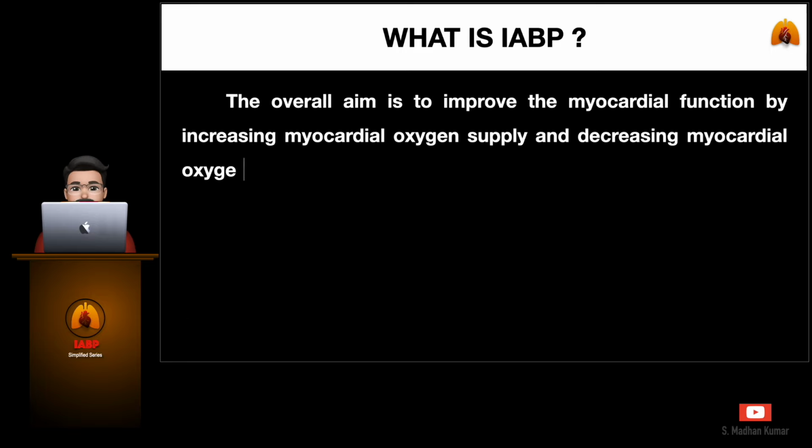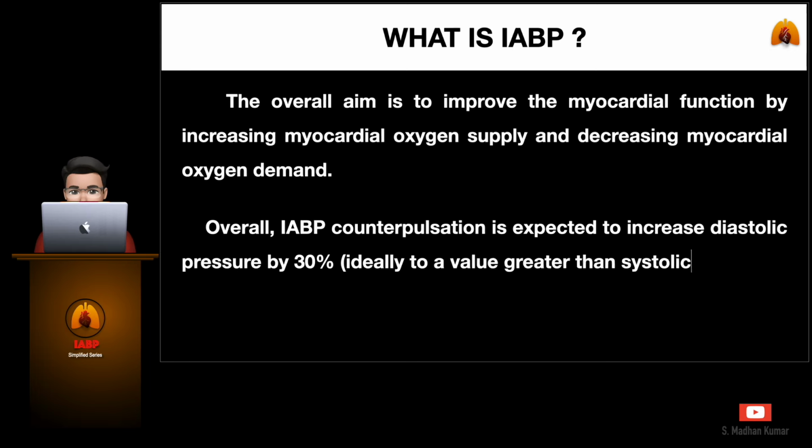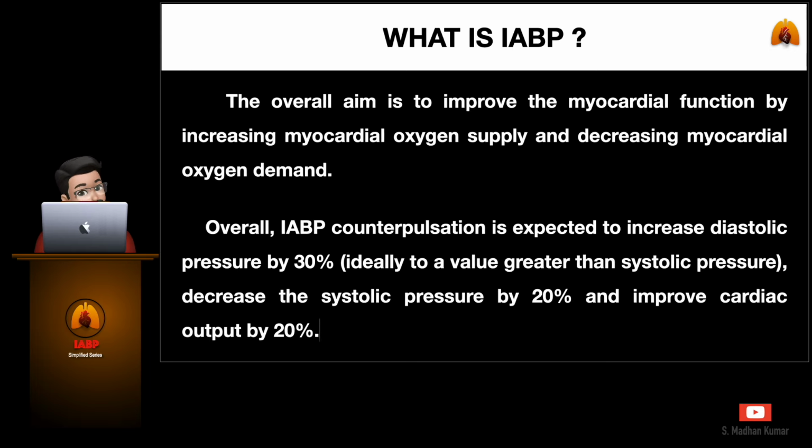The overall aim is to improve the myocardial function by increasing myocardial oxygen supply and decreasing myocardial demand. Overall, IABP counterpulsation is expected to increase diastolic pressure by 30% and decrease the systolic pressure by 20% and improve cardiac output by 20%.